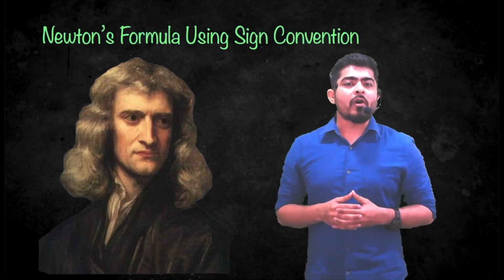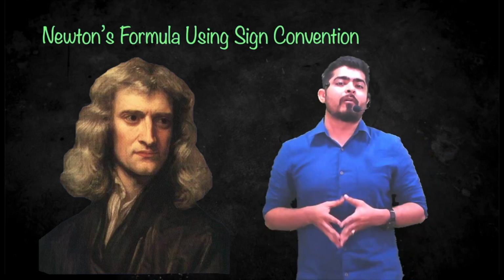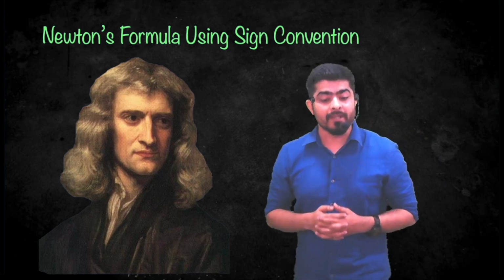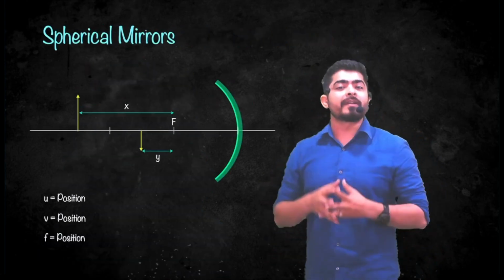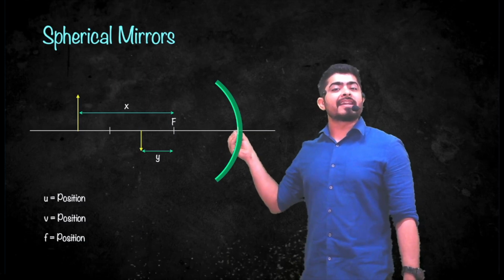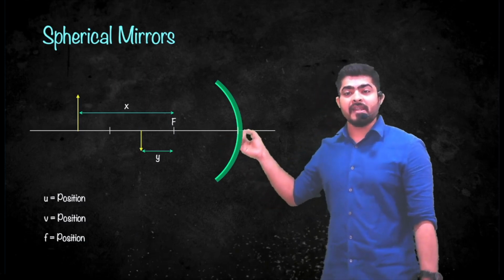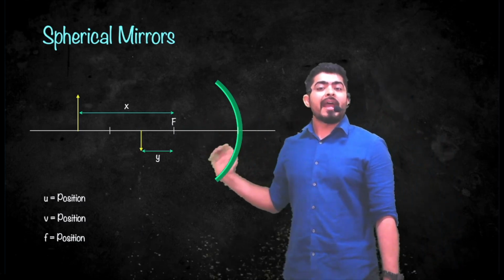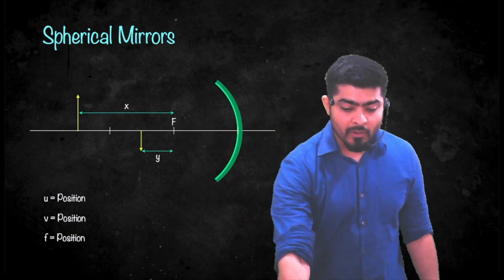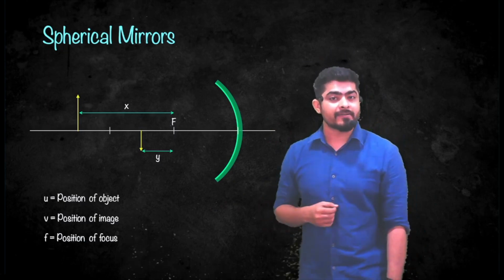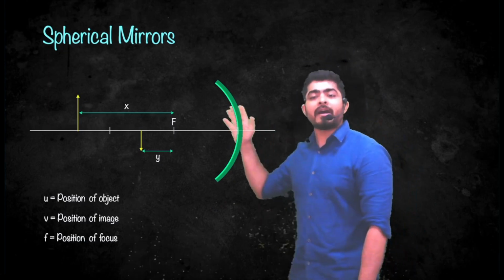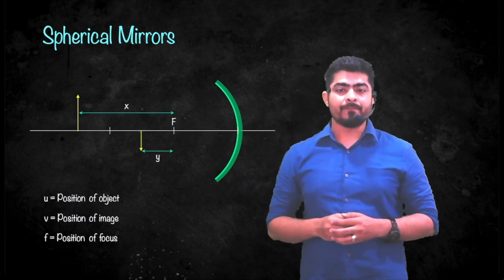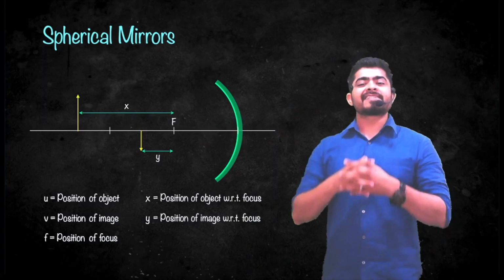So till now what we saw was Newton's formula in simple form. But what would happen when you apply the sign convention in Newton's formula? In case of mirror, let's say the pole is taken as the origin and all the distances are measured from this point. This direction is positive, that direction is negative, and u, v and f are the positions of the object, image and the focus. Since right now all of them are in the other direction, u, v and f, all of them are negative.